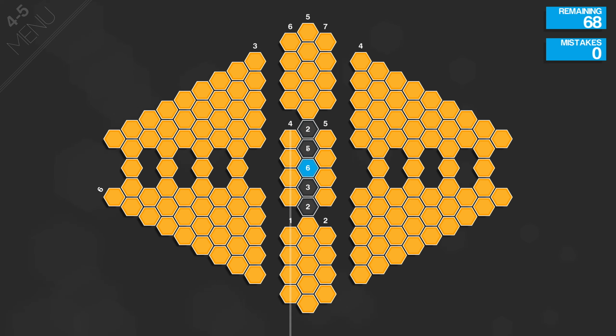This 5 has 5, which is going to be all around it. That 2 now sees 2. That 2 gets those. Then, what else can we do from here? This 5 sees 1, 2, 3, 4. And this 3 needs 2 more.